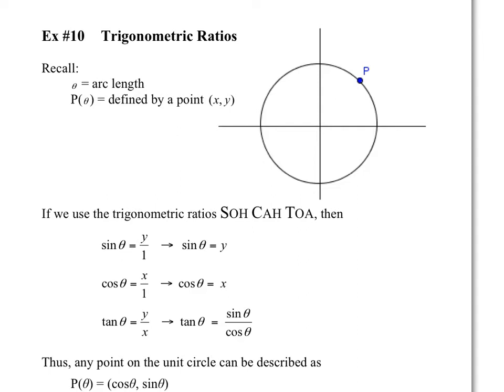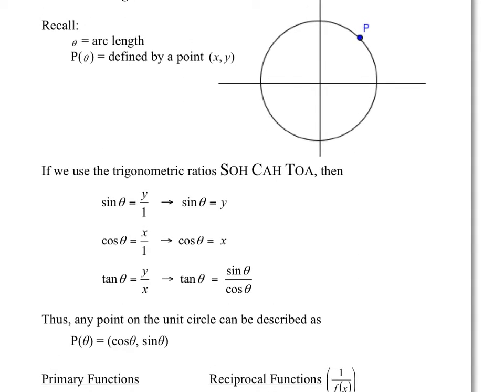And then the point at that arc length will be defined by x and y, so the point on the unit circle. Again, think back to the unit circle that we've already drawn, all those points and those angles. That's basically what we're talking about. Alright, so if we were to use the trigonometric ratios sine, cos, tan, or SOHCAHTOA, which you've learned before.